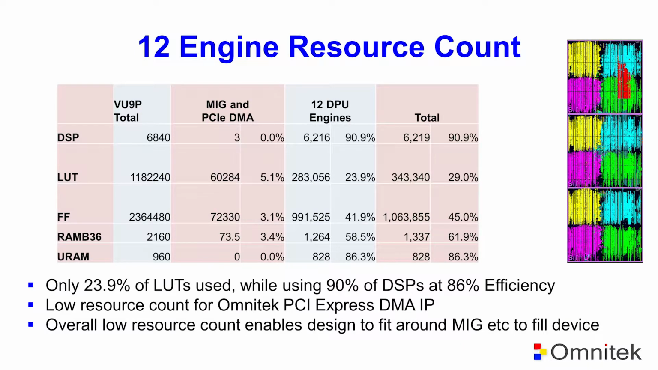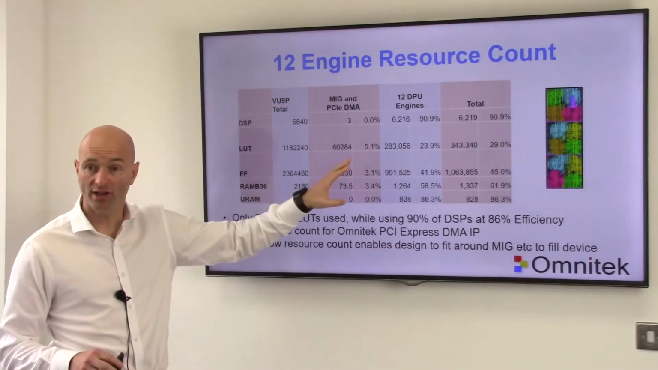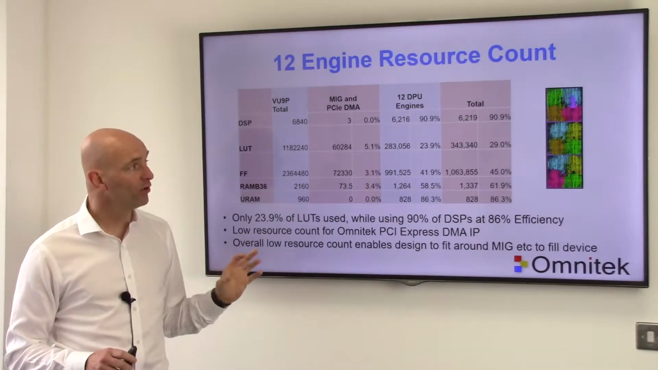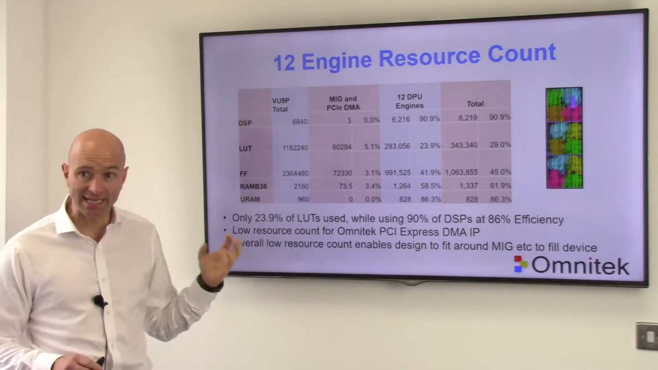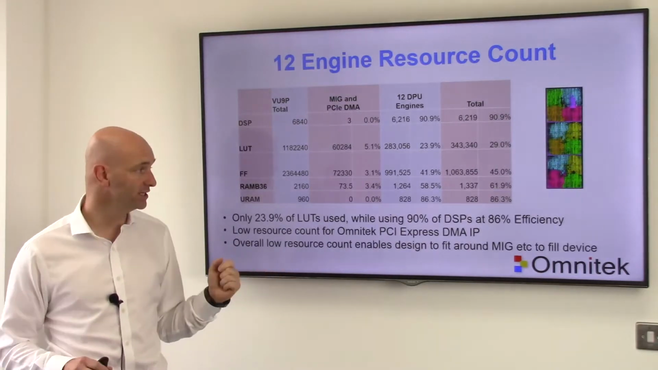So I'll now look at the DPU architecture, and one of the most notable points about the DPU is we've achieved this design that is able to use, as you can see here, 90% of the DSPs running at almost their maximum speed with 86% efficiency, but only using 23.9 in this case percent of the logic. And what this means is we can very easily place and route our design and achieve these high clock speeds.